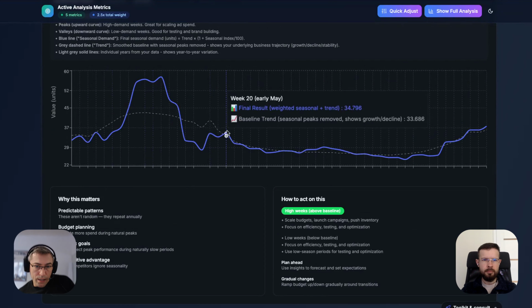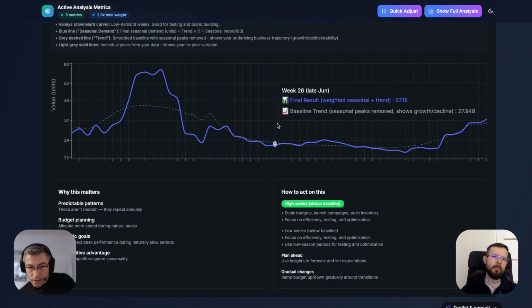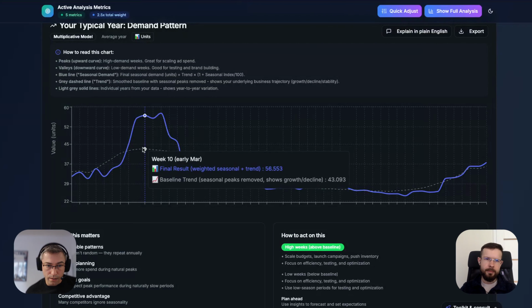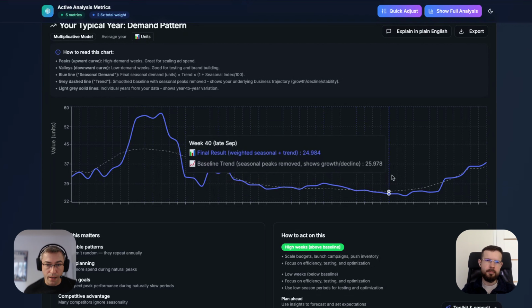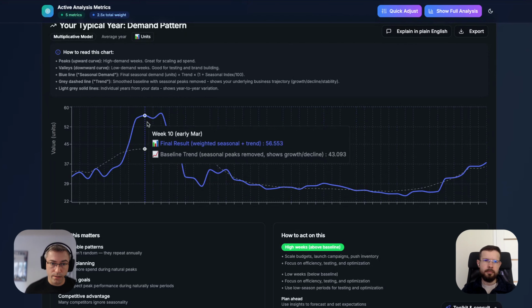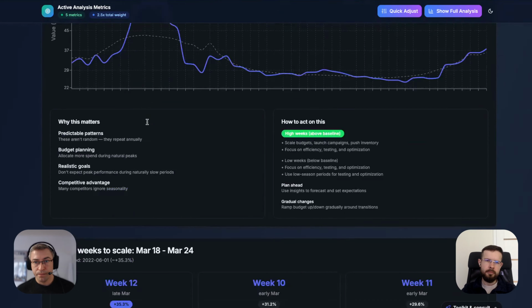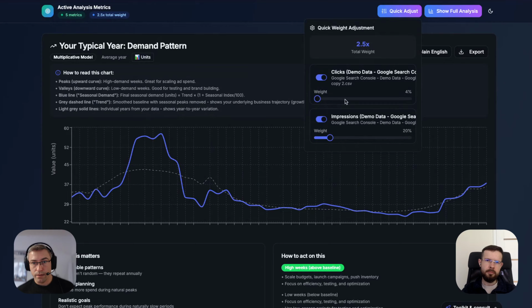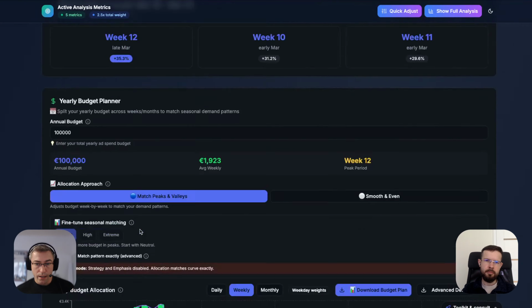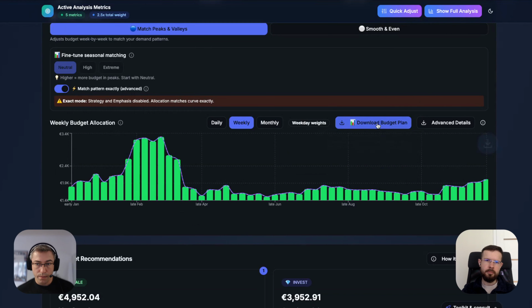And that's actually a good starting point because you can see clearly that the baseline trend is smooth sailing. And here we can see that there is some more aggressive, because we fine-tuned this system here, this quick adjust. And this is where we can go and download the budget plan.